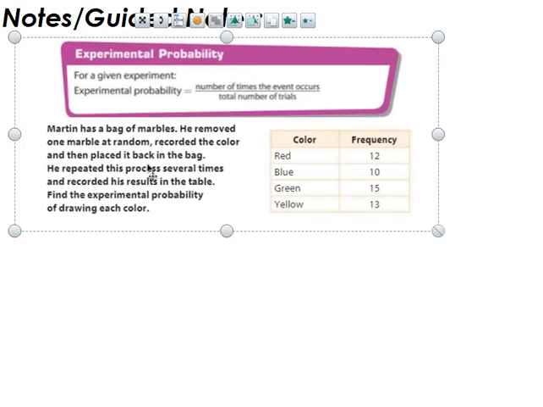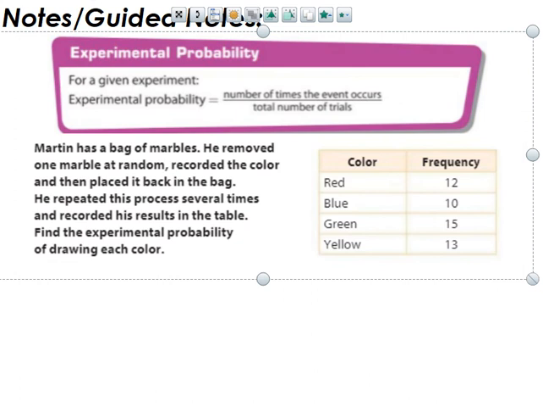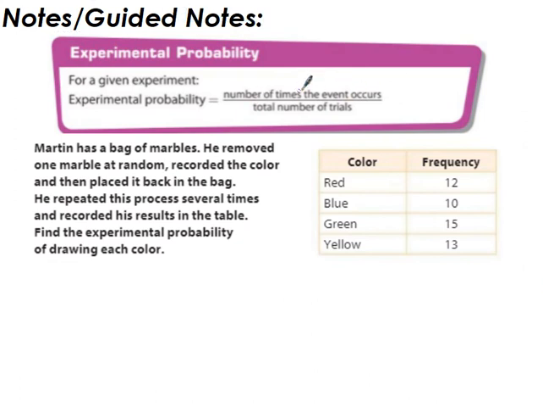Here I have my formula for experimental probability. For any experiment, we take the number of times the event occurs and we divide it by the total number of trials. So how many times do we conduct the actual experiment? This is how we find the experimental probability. So here's what we mean by this.